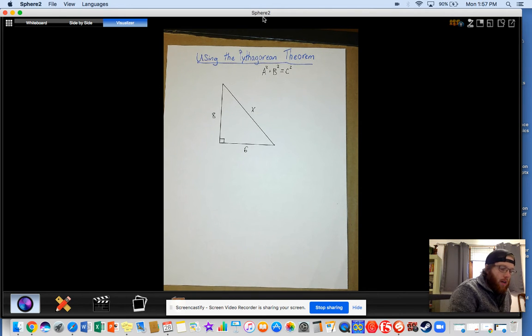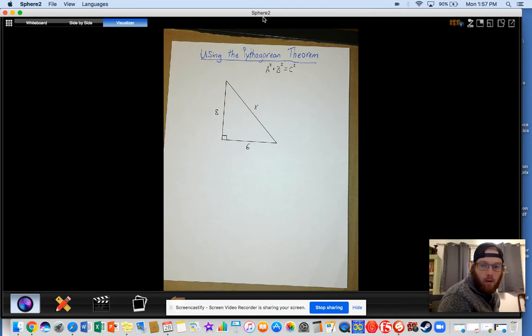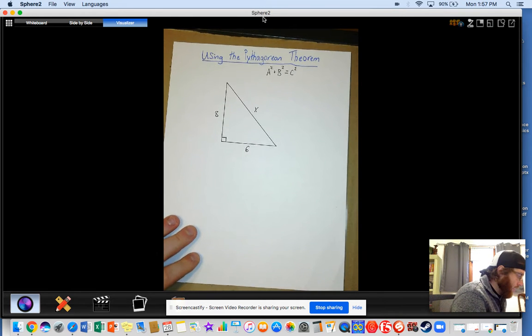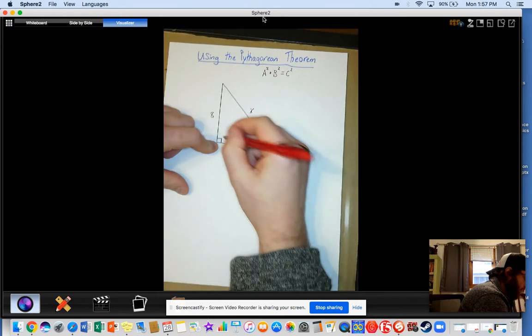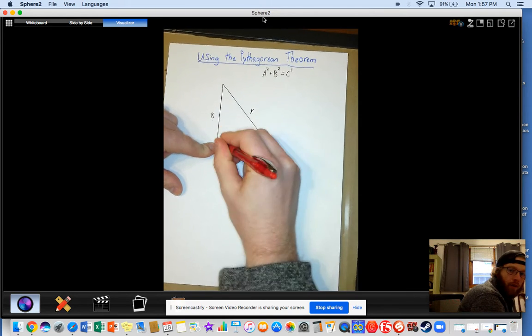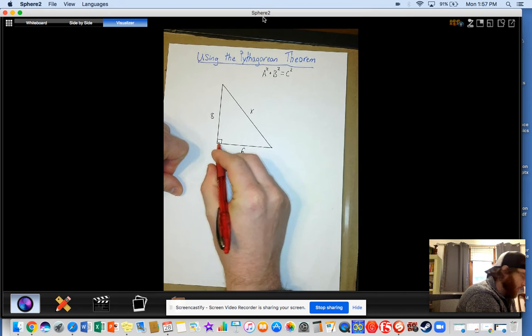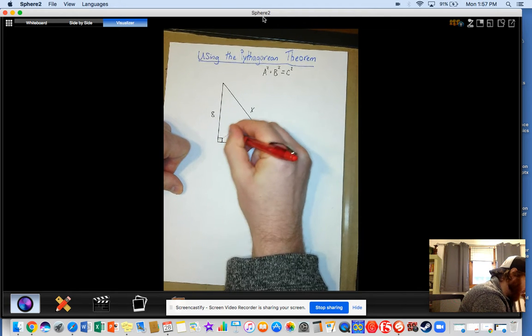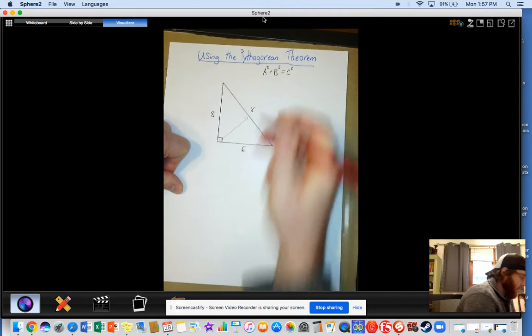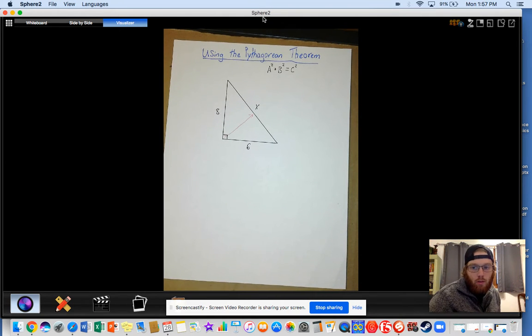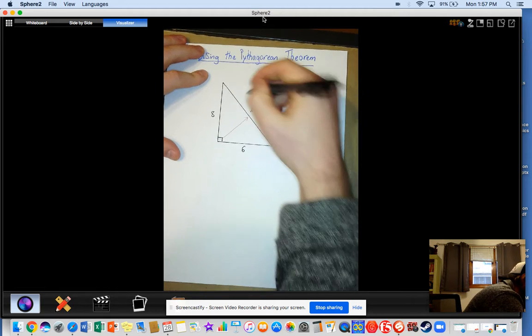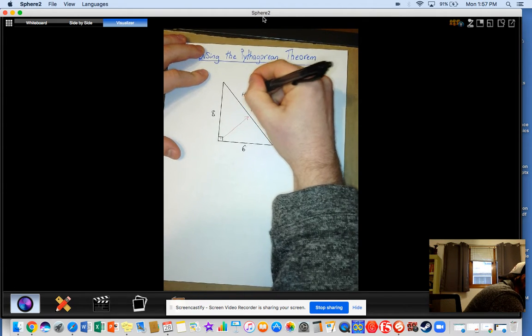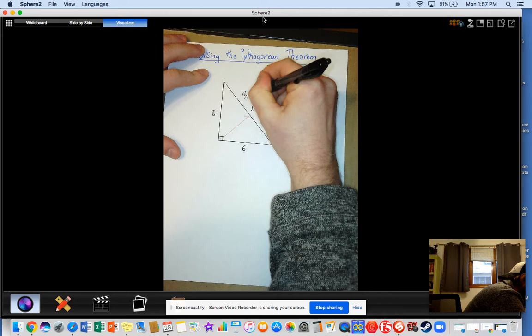So when I'm looking at a problem with a triangle and a missing side, and it's a right triangle, I've identified that first. The first thing I always do is put my pen or pencil inside the box and go directly away from it. This will indicate the hypotenuse. So the hypotenuse is always away from the right angle.